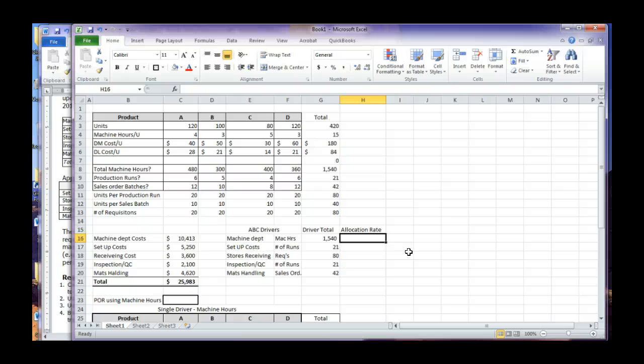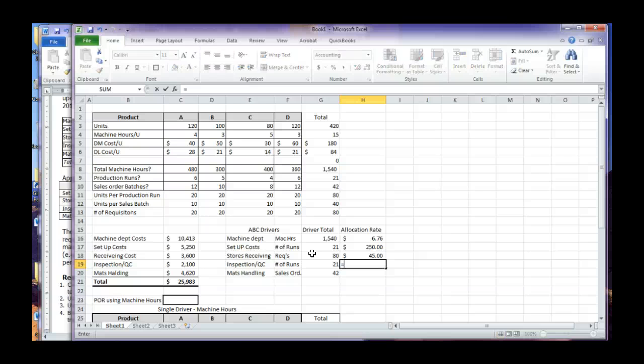Now we want to do the allocation rate. So I know I'm allocating $10,413 by machine hours, which means for every machine hour, and I'm going to go ahead and make these dollars, you're allocating $6.76 of overhead. For setup costs, we have $5,250, and you're doing it by runs. For receiving costs, they said you get $3,600 worth of overhead, 80 recs. Every requisition, you get $45 overhead.